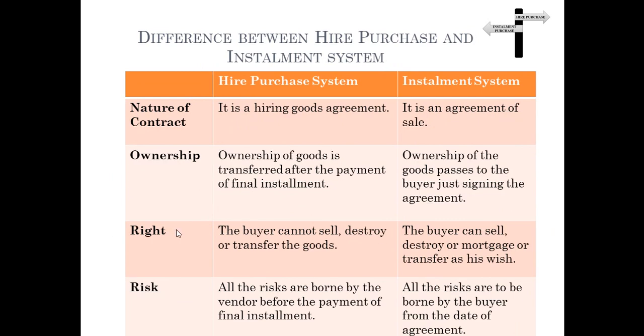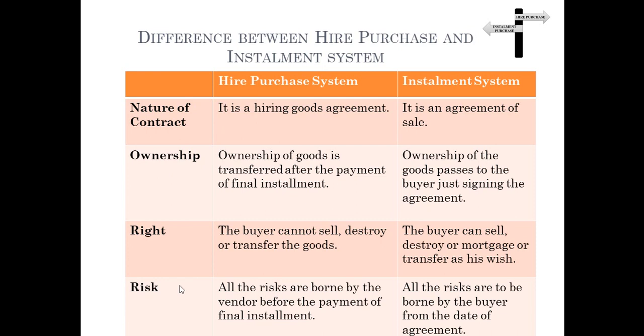Then, based on right, the buyer cannot sell, destroy or transfer the goods in case of hire purchase system, because till he pays the last and final settlement, he cannot become the owner of the goods. But in case of installment system, by the very nature of the terminology, the buyer can sell, destroy, mortgage, pledge or transfer the goods as per his wish.